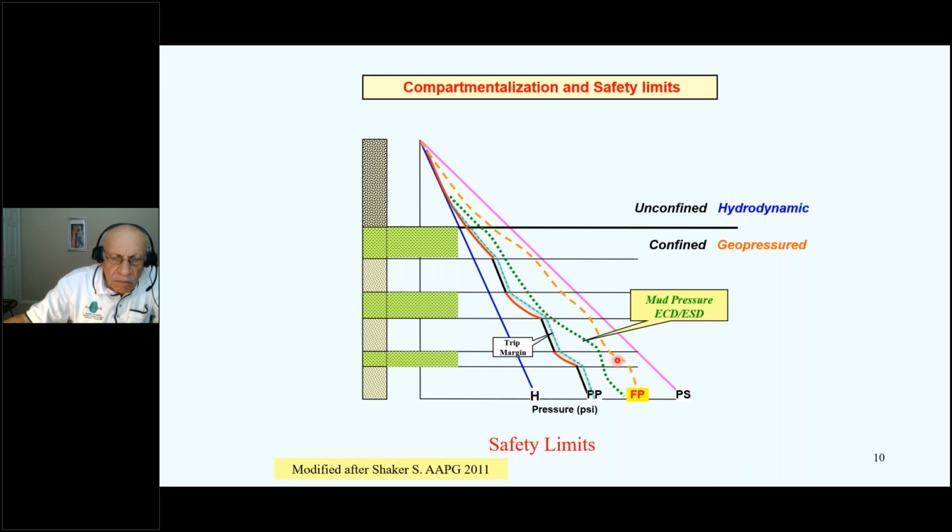Over here on the frac pressure side, they have something they call the kick tolerance. So you cannot approach with the mud the point where your mud pressure or the ECD is very close to the frac pressure. You have to leave a little window between the frac pressure and the mud weight. And this is the kick tolerance. This is the drilling tolerance window.